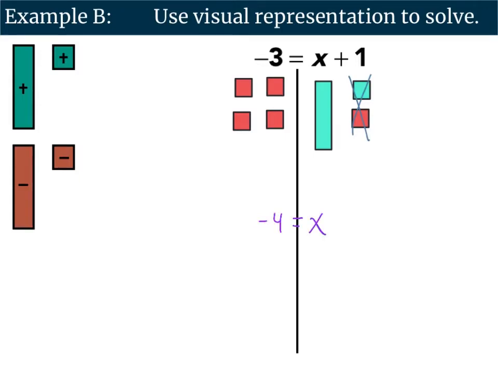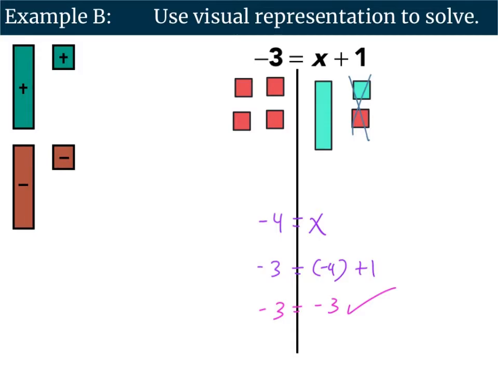And again, I can check that to see if I'm right. So I'm going to take my negative 4 and plug it into my original equation. So I had negative 3 is equal to negative 4 plugged in for x plus 1. And I can use my calculator if I don't know my integer rules, but I know that negative 4 plus 1 is going to give me negative 3, and that is equal to negative 3, so I know that I did this equation correctly, and I can check it.